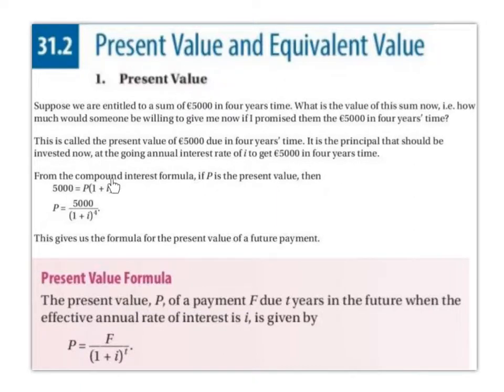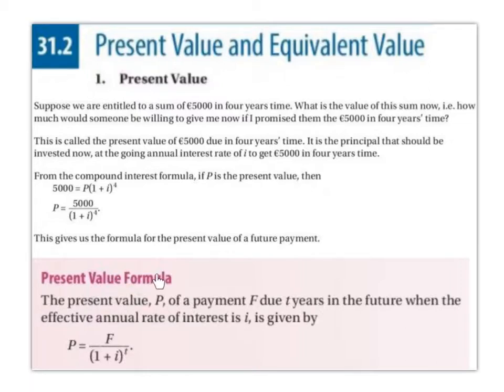From the compound interest formula, if P is the present value, then 5,000 is equal to P times (1 plus I) to the power of 4. Solving for P, we get P is equal to 5,000 divided by (1 plus I) to the power of 4. This gives us the formula for the present value of a future payment.